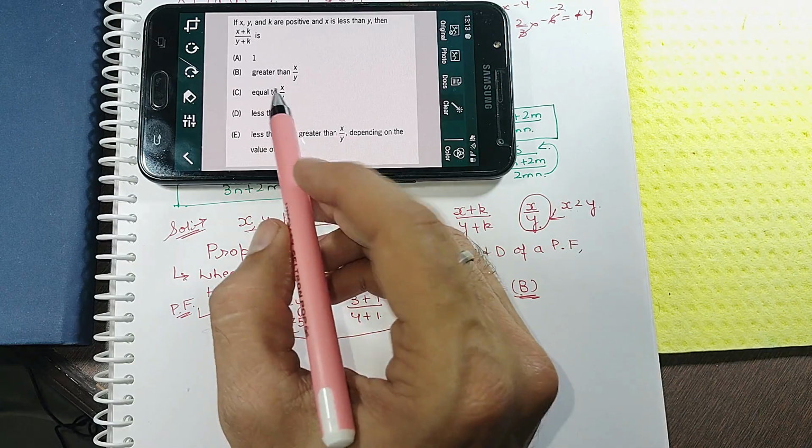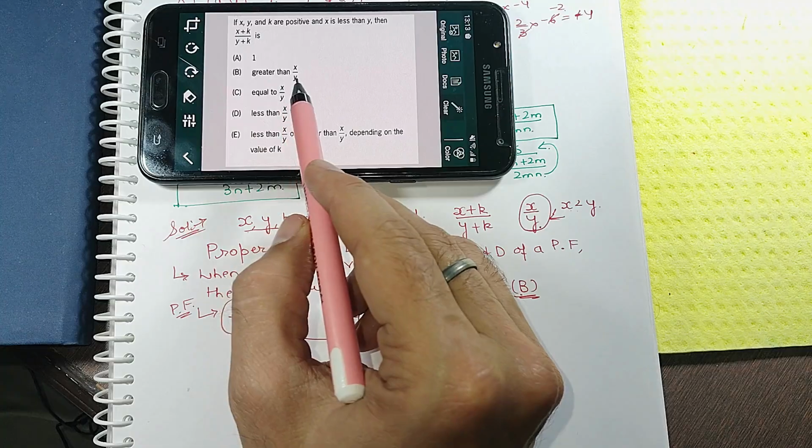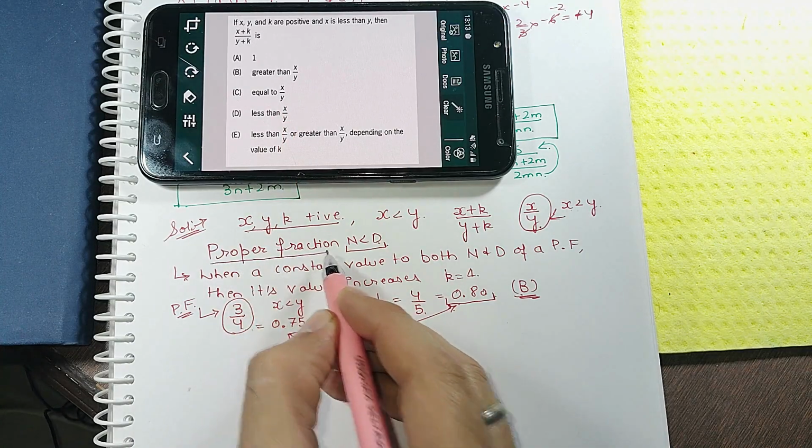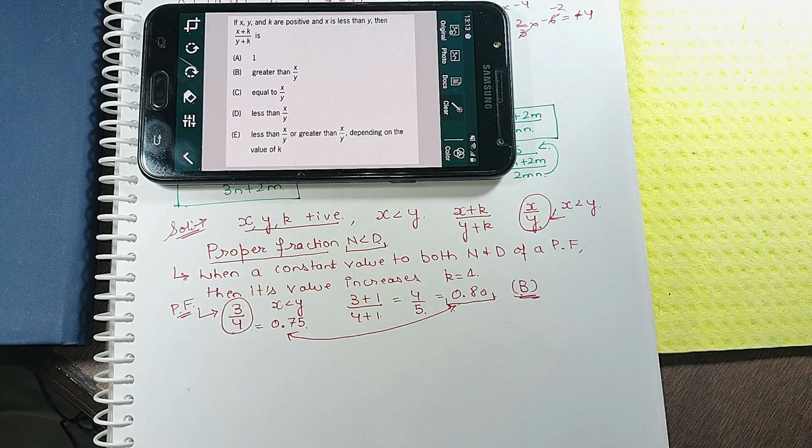You will find that in any case the value of this is always greater than x upon y. Fine. If you want, I have made a detailed video on proper fraction and improper fraction. You can go and watch that.